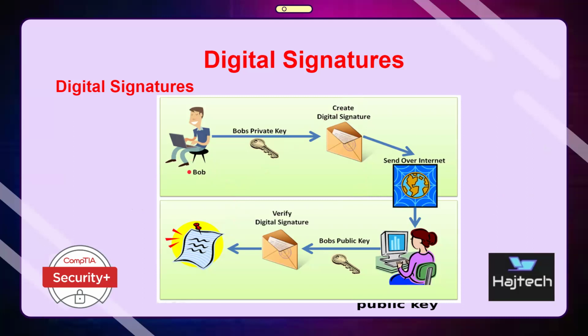If Bob sends a message to Alice with a digital signature, Bob adds what is called the private key or secret key to the document and sends it to Alice, and Alice has Bob's public key, so she can open the document with the public key. If she opens this document with the public key, that means this message came from Bob. So this is how a digital signature works.